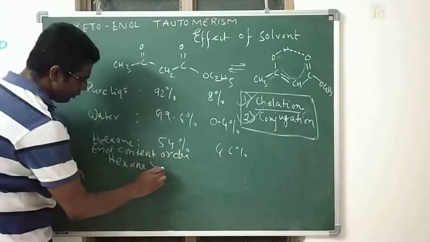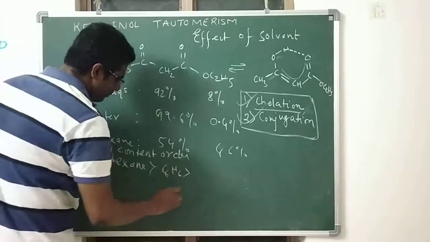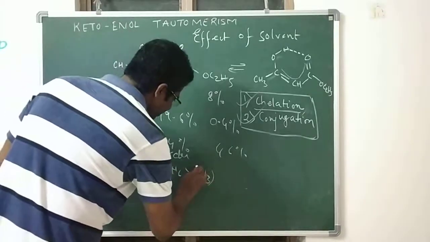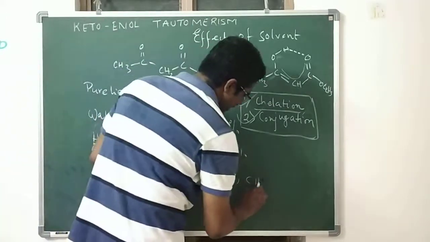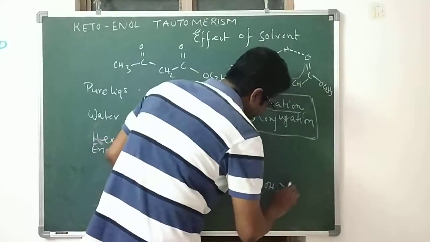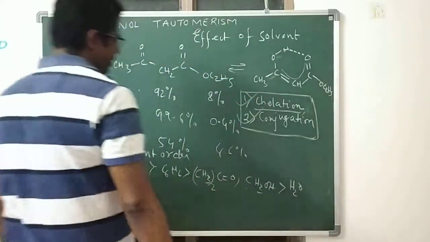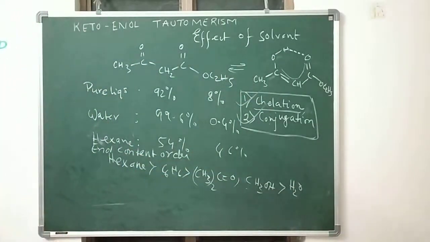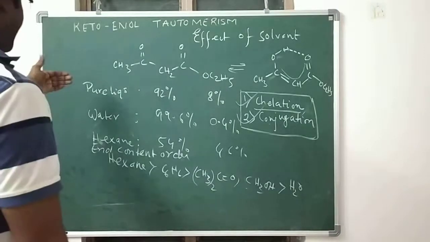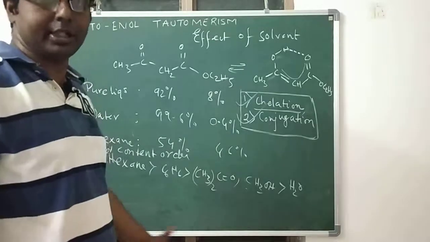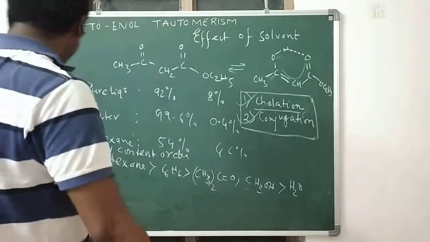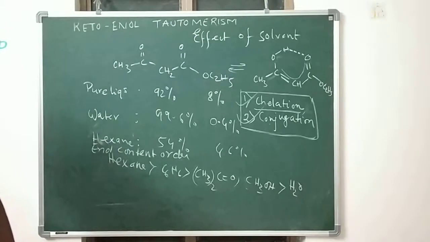hexane more than benzene, more than acetone, more than methyl alcohol, more than water, ठीक है. So this is the order in which the enol content will lie while I change the solvent. जितना नॉन पोलर होगा enol बढ़ेगा, जितना पोलर होगा enol कम होगा, ठीक है. So that was basically the concept that I wanted to explain about the solvents, ठीक है. एक प्रॉब्लम कर लेते हैं, चलिए.